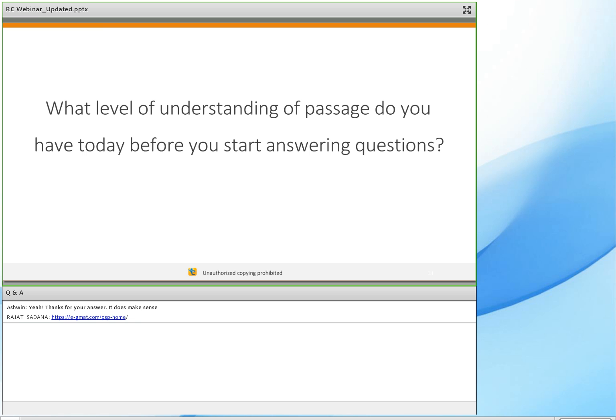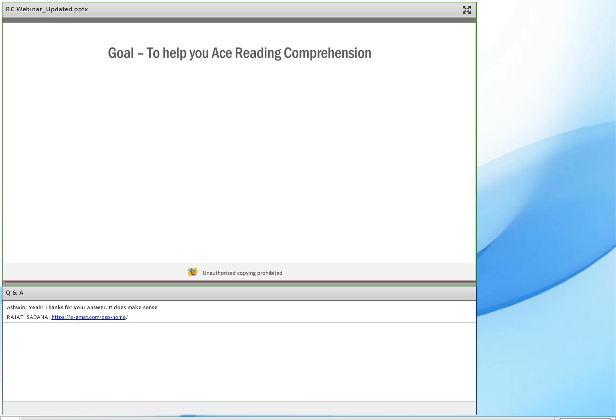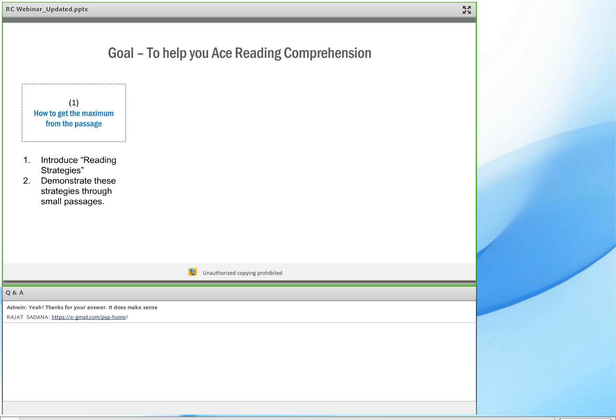Okay. So what am I going to talk about in this session? My goal again is to give you the tools so that each one of you can ace reading comprehension. I'm going to focus on three things. One is, how do you get the maximum from the passage? That's going to be 60% of my focus.